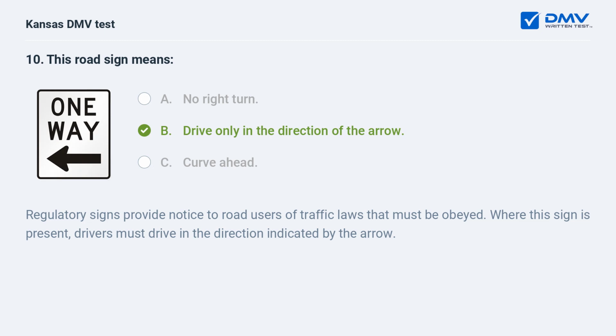Regulatory signs provide notice to road users of traffic laws that must be obeyed. Where this sign is present, drivers must drive in the direction indicated by the arrow.